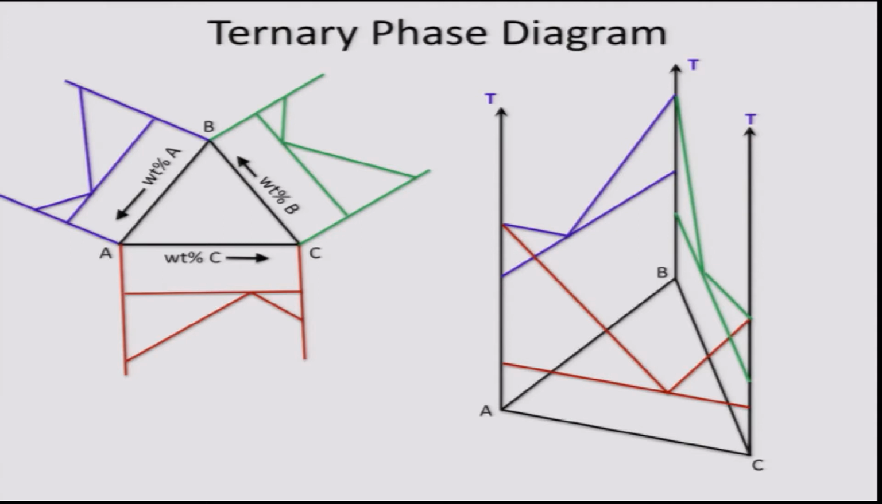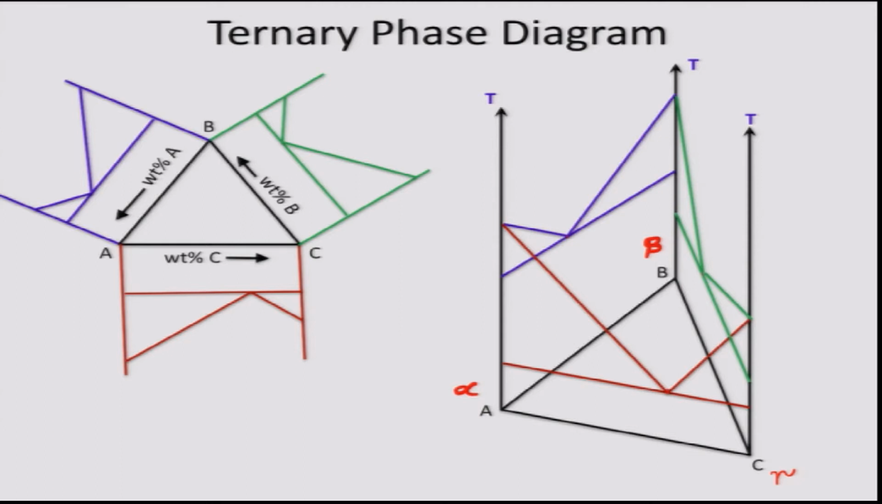Since all 3 systems are simple eutectics, there are 4 phases in all on this phase diagram. The 3 solid solutions: alpha, which is basically pure A, beta, which is pure B, and gamma, which is pure C. And the fourth phase is liquid. We can see there are 3 eutectic points, one for AB, one for BC, and one for AC here.